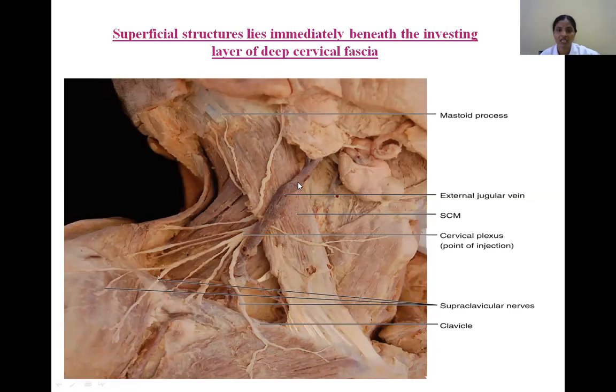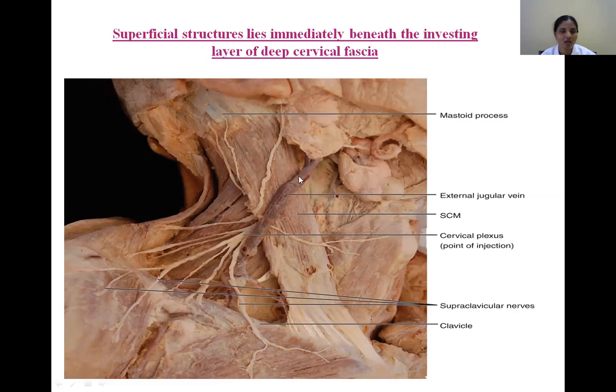And in addition, an important vein here. What is this vein? External jugular vein. So the external jugular vein is formed just below the ear. Okay, so this is the formation. How is it formed? By the posterior auricular vein and the posterior division of the retromandibular vein.